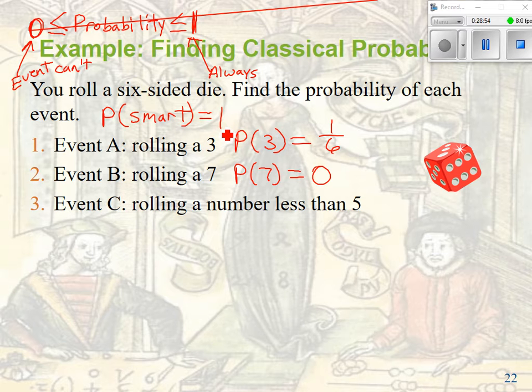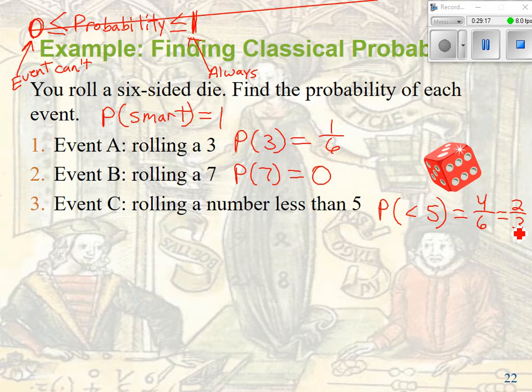Event C, rolling a number less than 5. So we want a number less than 5. How many numbers are less than 5? 4. Yeah, 4, 3, 2, 1. So 4 out of 6, and we probably want to reduce that. 4 out of 6 reduces to 2 out of 3.